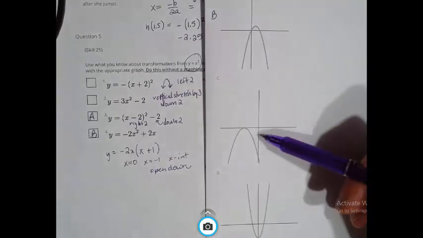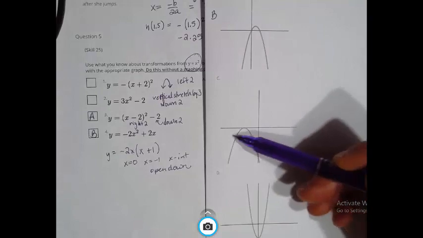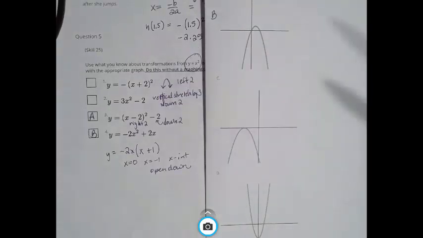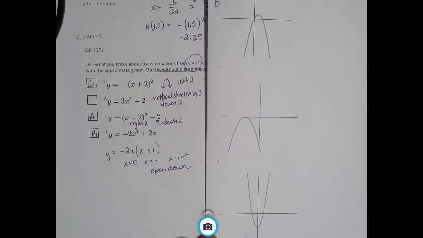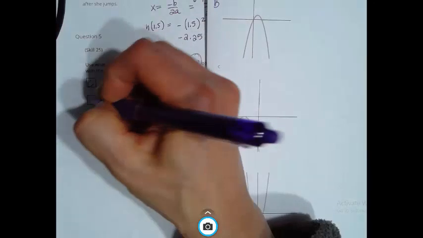This one looks like it's been reflected and then moved to the left. That has to match with number 1, so that's C. And then we hope the D matches up here. Yes, this looks skinnier than y equals x squared, and it's been moved down too. So this one must be D.